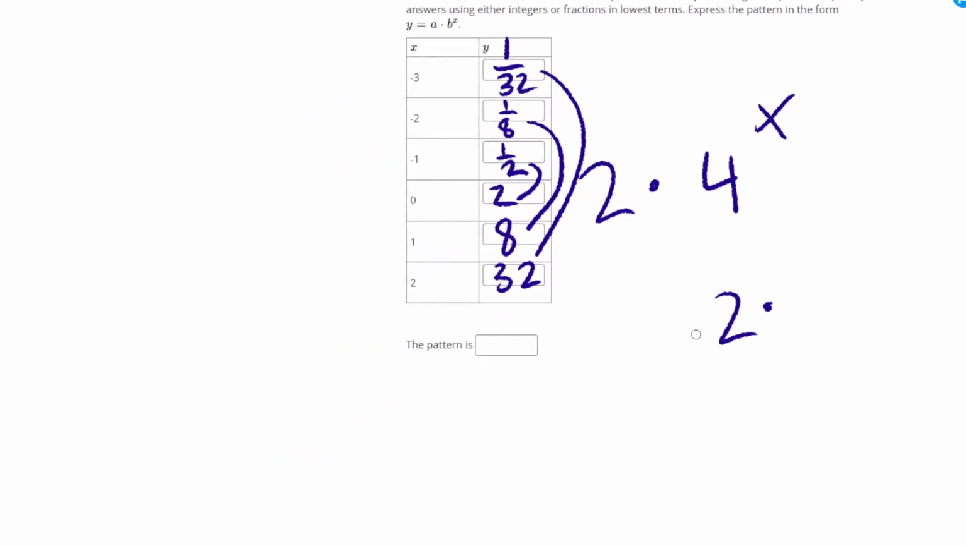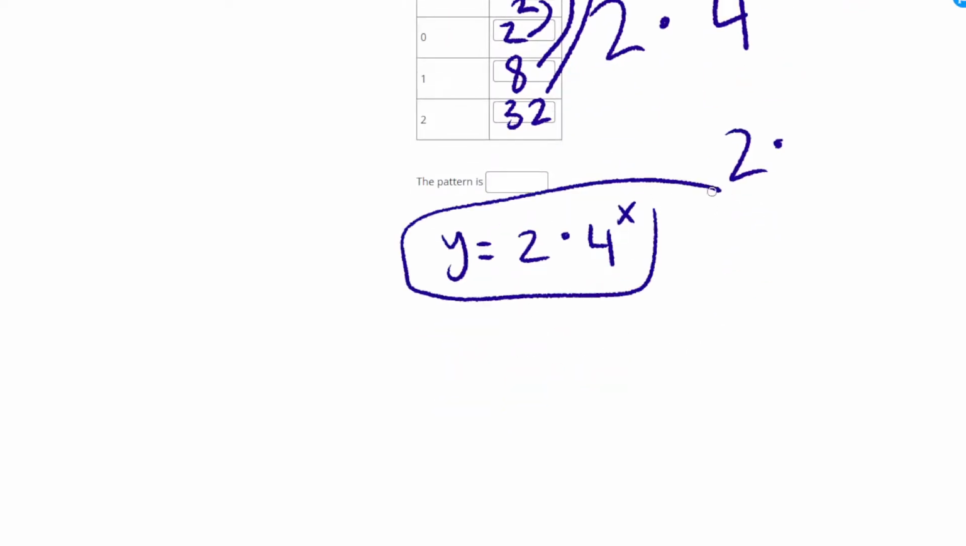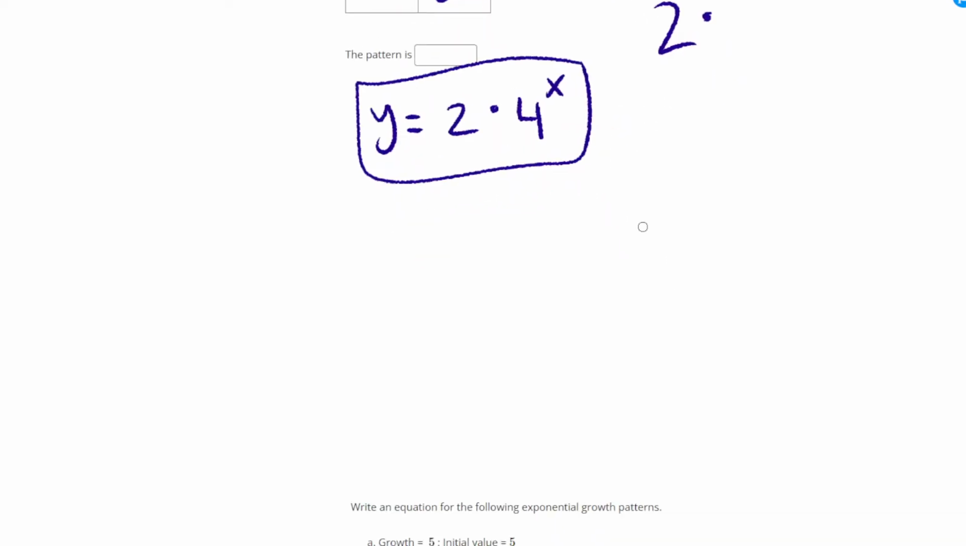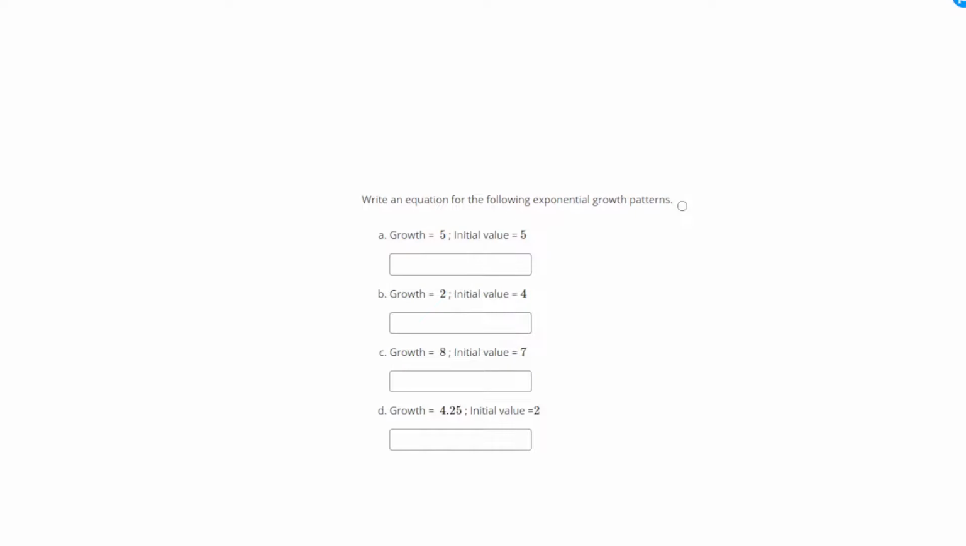And then the pattern. So I know up to this point we've been saying it's f of x equals. For some reason they decide to just change back to y. So in this case it's going to be y equals 2 times 4^x. I'm not sure why they decided to change. And I'm not sure why it marks you wrong if you do f of x. I'm not sure if it still does that or not, but it's kind of weird.